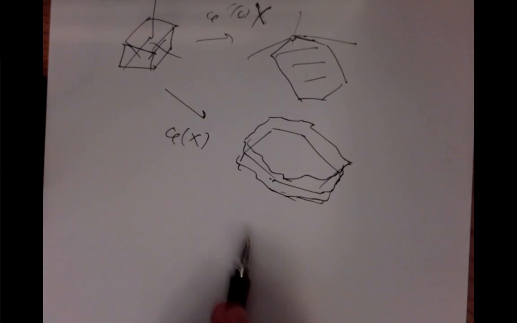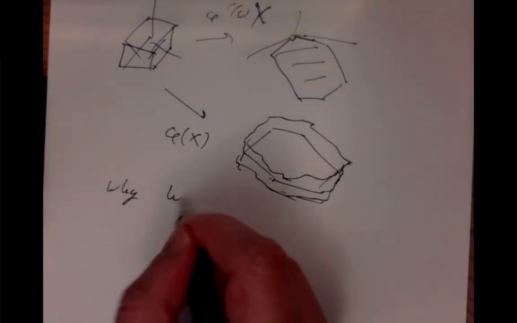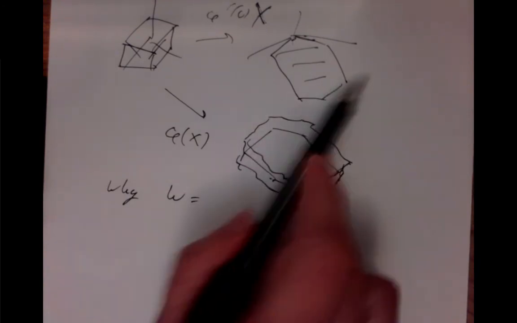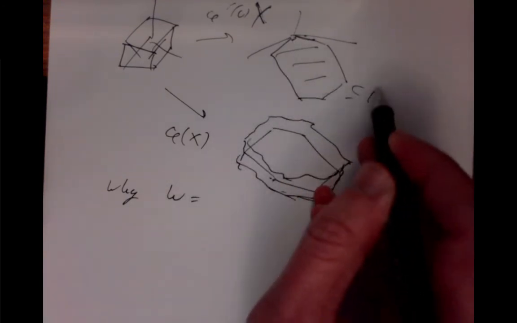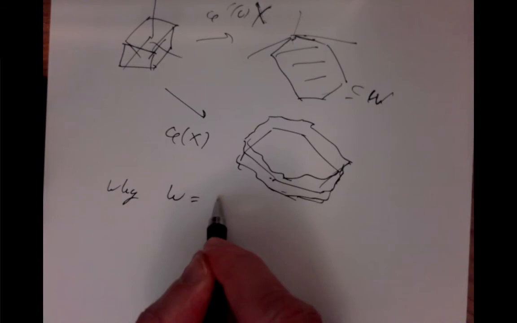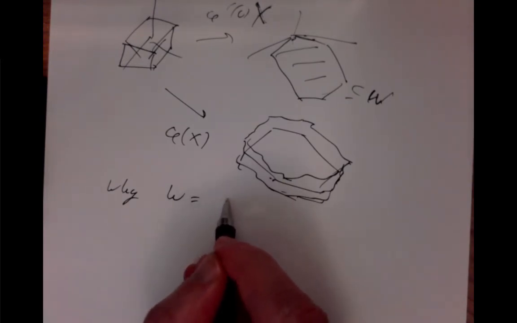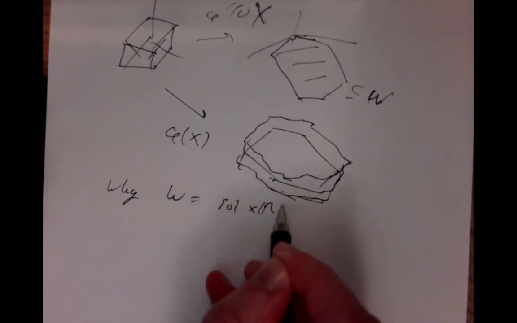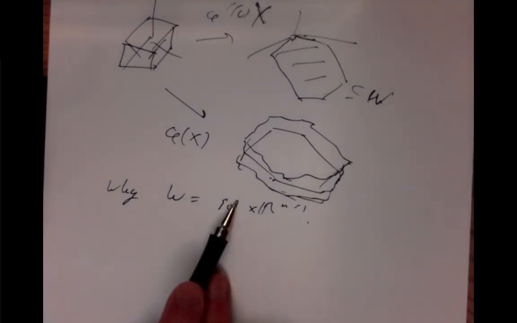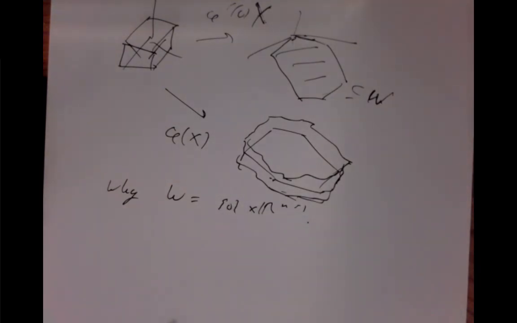Now we can rotate without affecting any volumes, so without loss of generality, we can assume that our subspace W, that this thing lives inside, is just 0 cross R^(n-1). So the first coordinate gets squished completely.